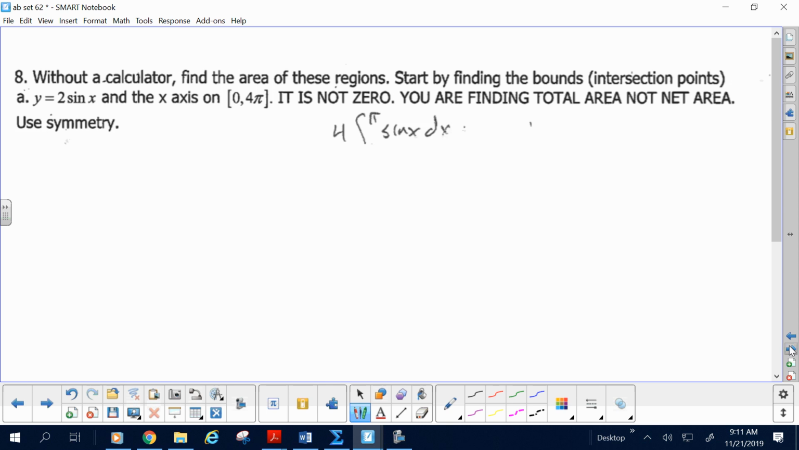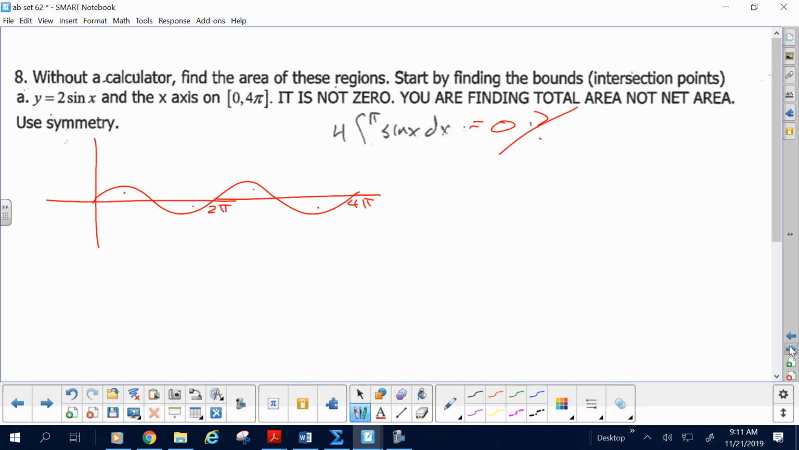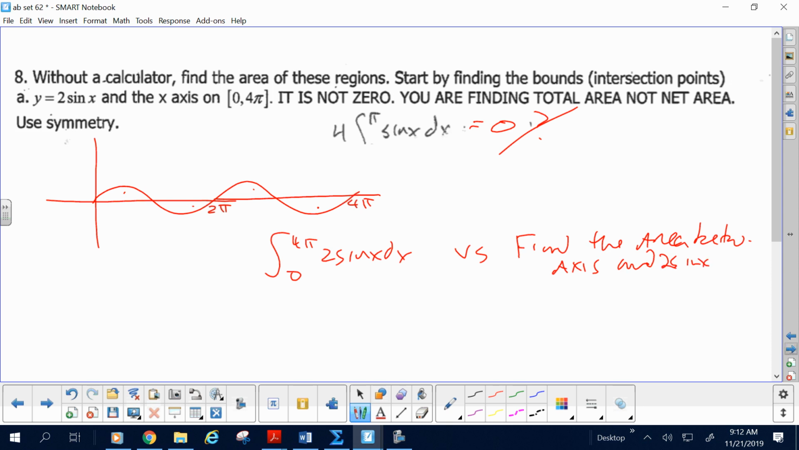This was also a question on the homework that was starting to make me a little frustrated here. 2 sine of x has a period of 2 pi, so in 4 pi it goes through 2 periods. So, true or false, the area is 0. False, okay? These two things are not the same. Integrate 0 to 4 pi, and find the area between the axis and 2 sine of x on 0 to 4 pi.